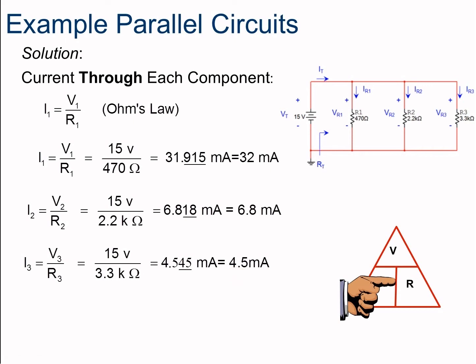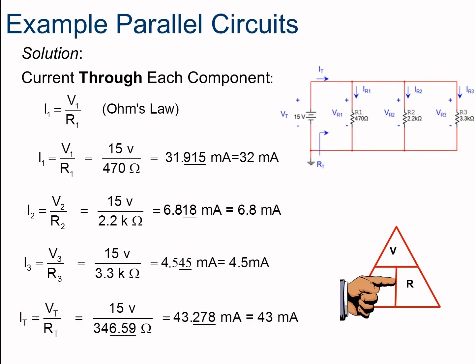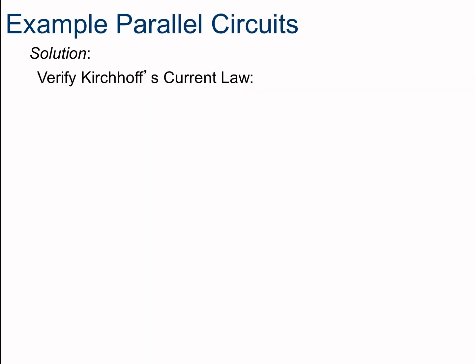Let's find out what the total current is. We're going to take 15 volts and divide it by the total resistance that we've already solved for. So 15 volts divided by 346.59 ohms, and we get 43 milliamps. So the question is, if we add up the current for all 3 of these branches, is it going to equal 43 milliamps? Because that's what Kirchhoff's current law tells us.